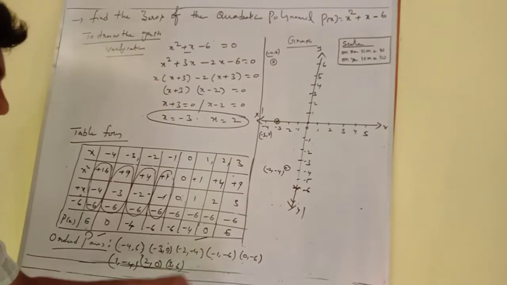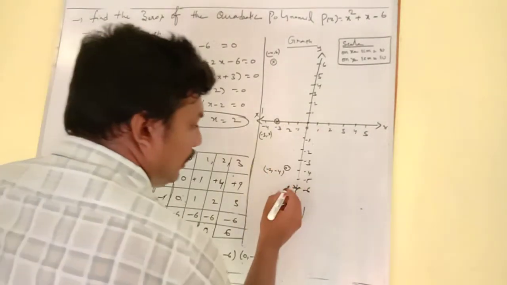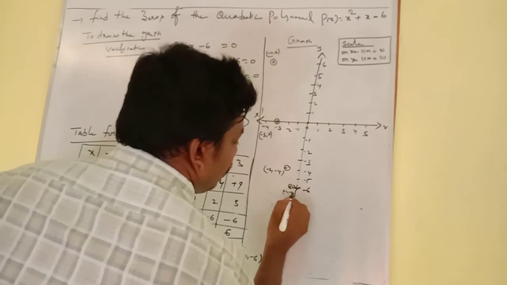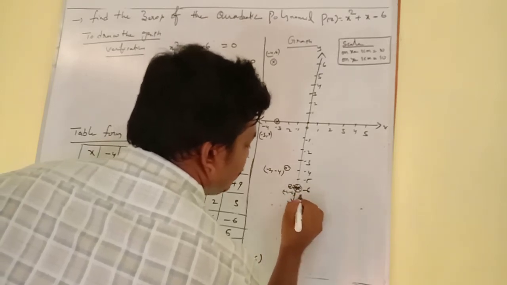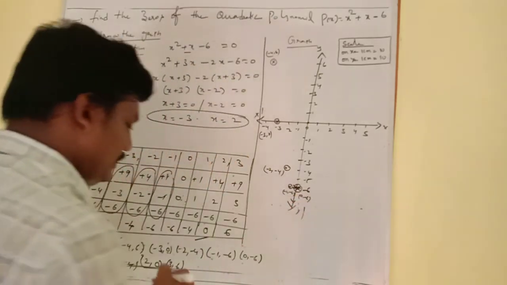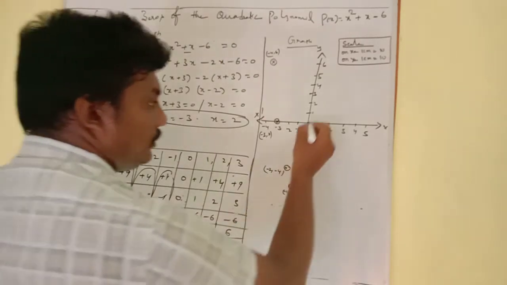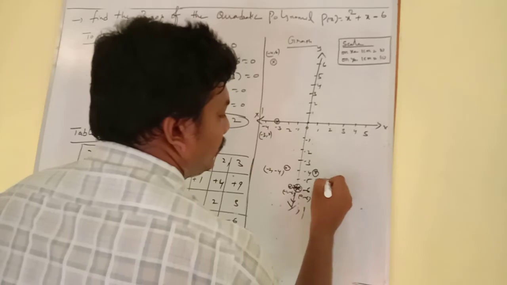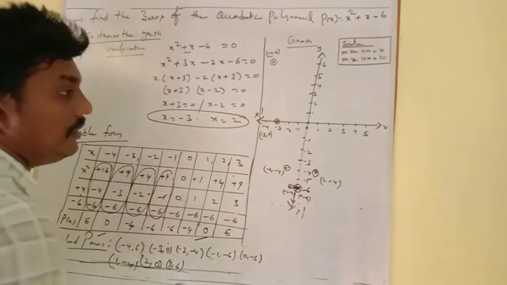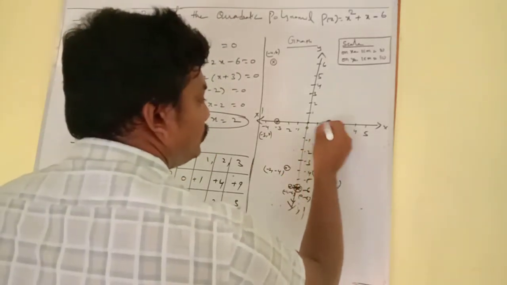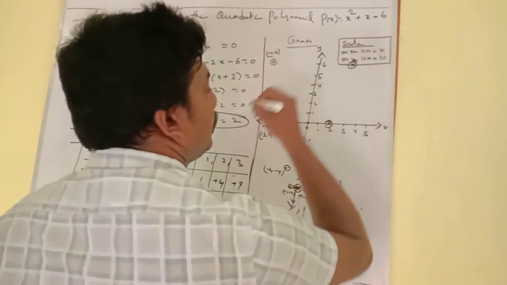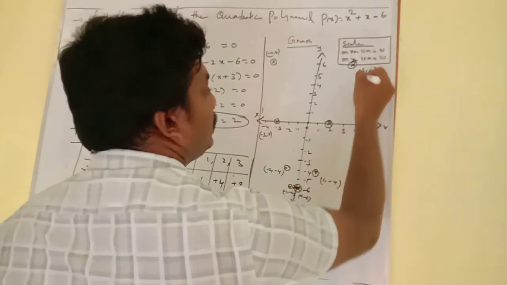Now this is minus 1, comma minus 6. Next 0, comma minus 6. Next 1, comma minus 4, this is the point 1, comma minus 4. Next point 2, comma 0, and 3, comma 6, this is the point 3, comma 6.